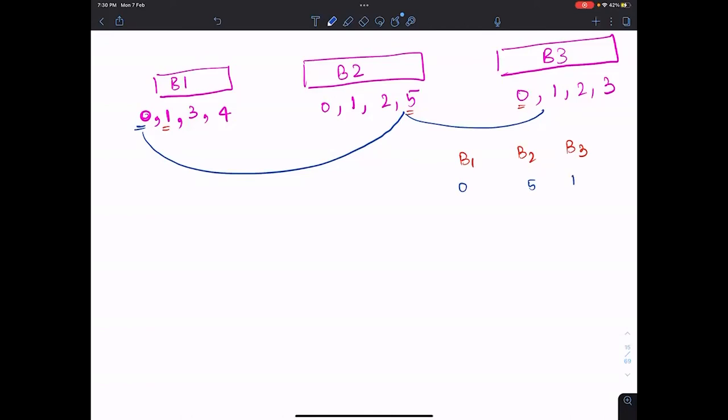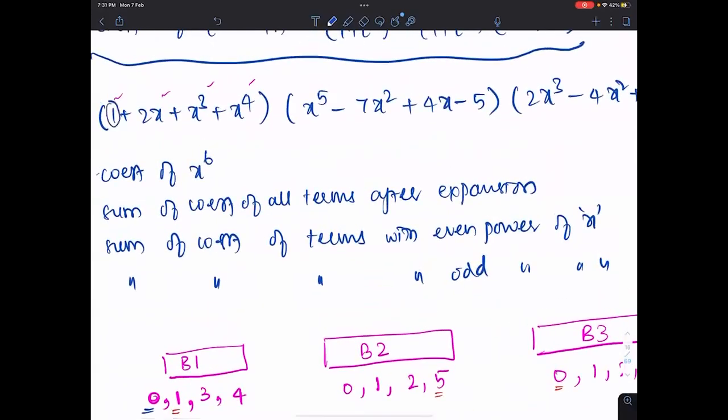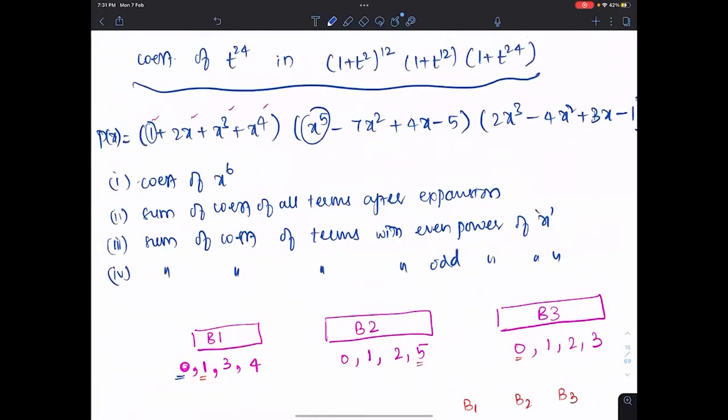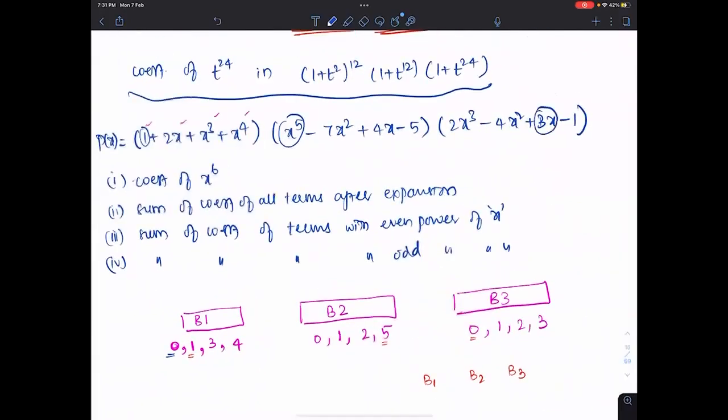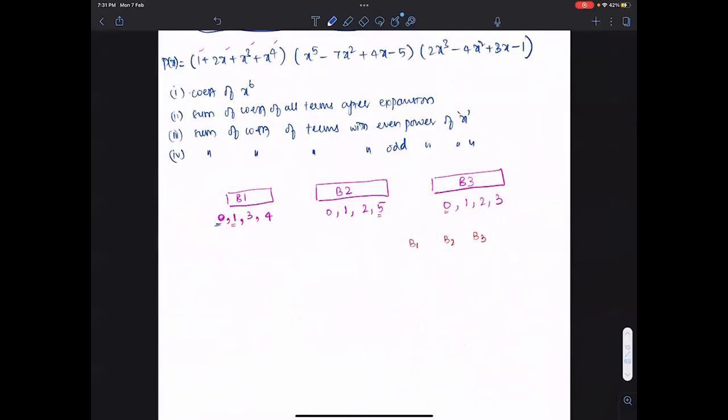Next you have to see. What does this combination 0, 5 and 1 mean? It means if you multiply x power 0, x power 5 and 1, meaning 3x, you will get the x power 6 term. When you are multiplying, you multiply the coefficients. So the combination is, sorry, not 0, 1 and 5, but 0, 5 and 1.